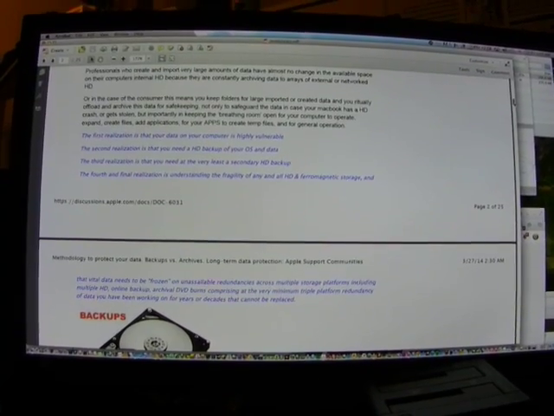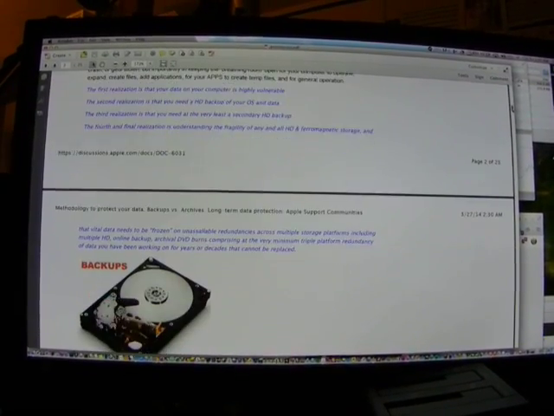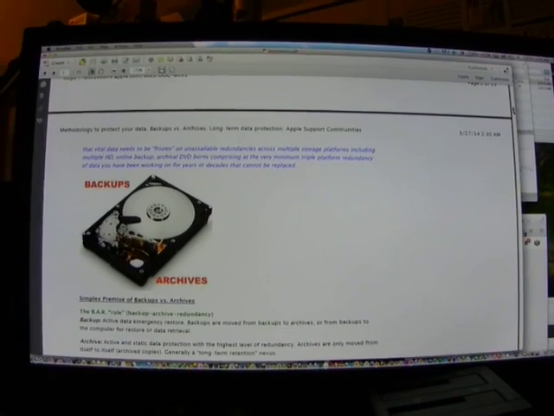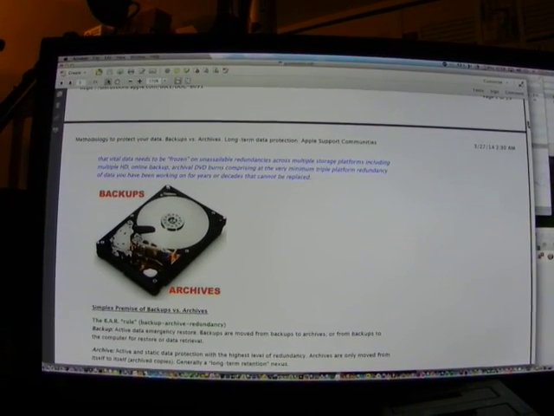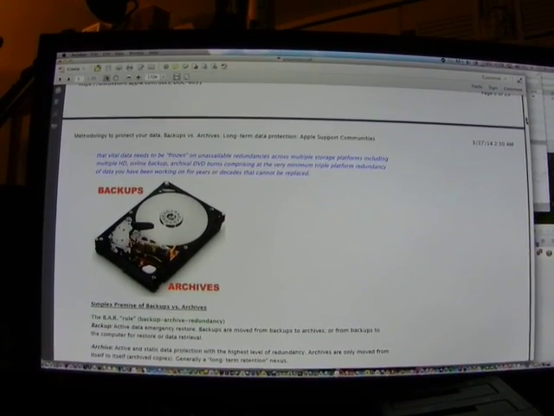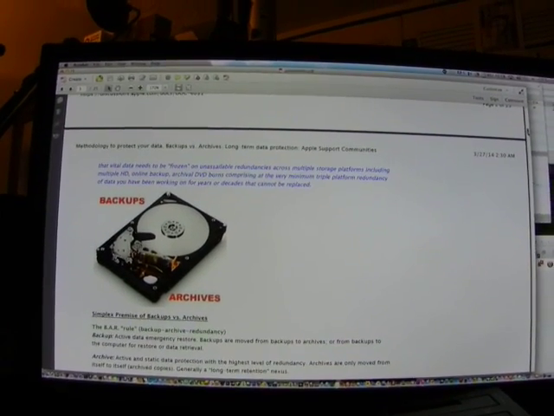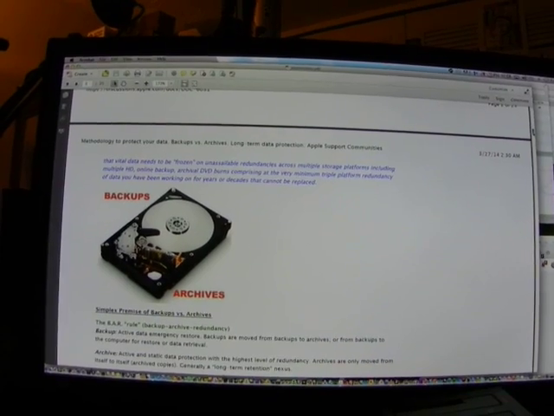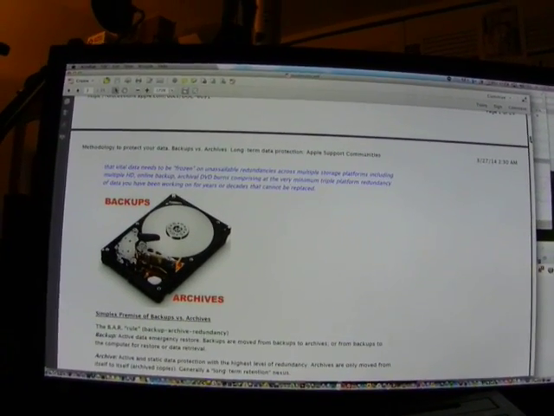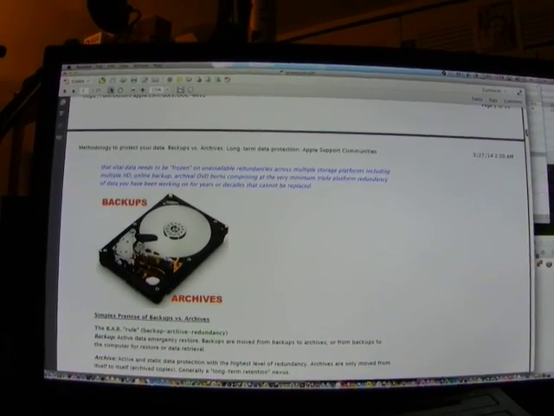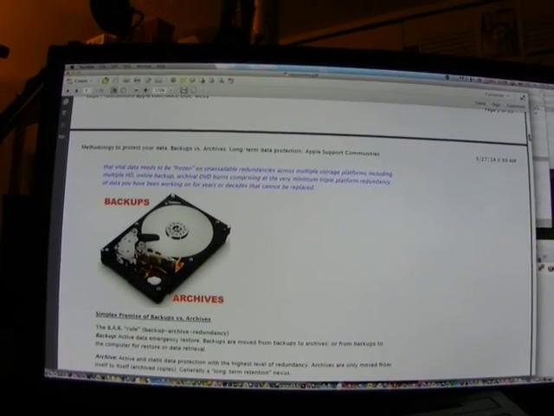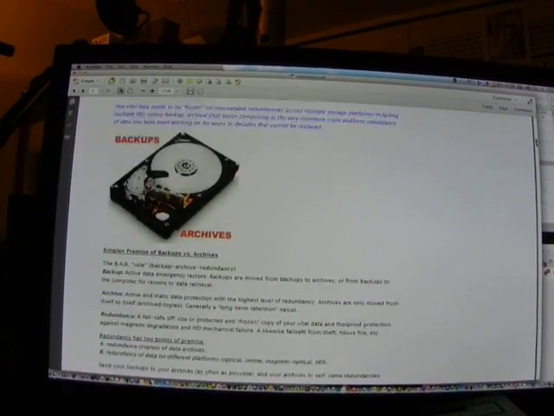Nobody likes it, but you gotta do it. You have to do it to protect your stuff. The archival DVDs, like the Taiyo Yuden, which you can get on eBay, by the way, made in Japan by JVC. Typical DVDs you buy at Best Buy are rated between 5 and 10 years. These are rated for 100 years plus, okay? Your important stuff has to be protected.